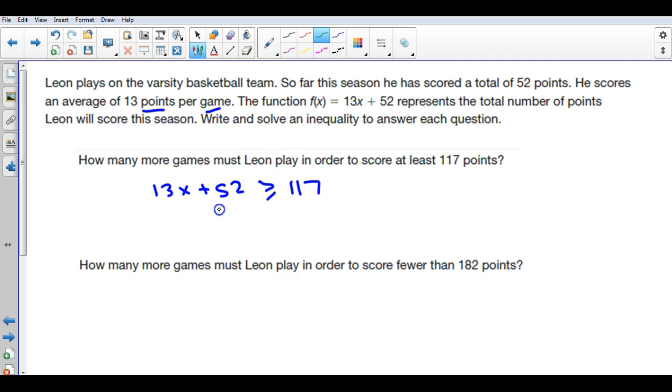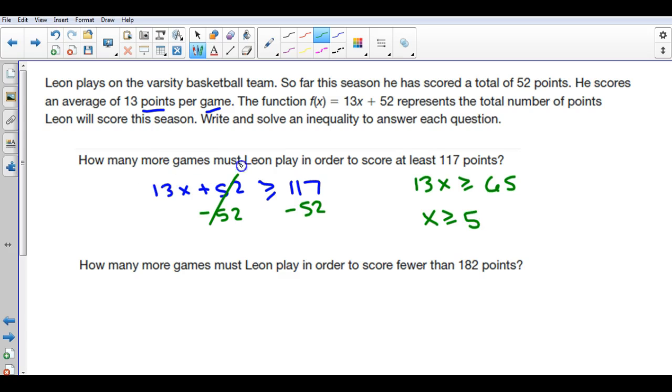So now what we're going to do is solve this inequality. I'm going to subtract 52 on both sides. I'm going to cross that off, and I'm left with 13x is greater than or equal to 117 minus 52, which is going to be 65. And x is greater than or equal to 5.